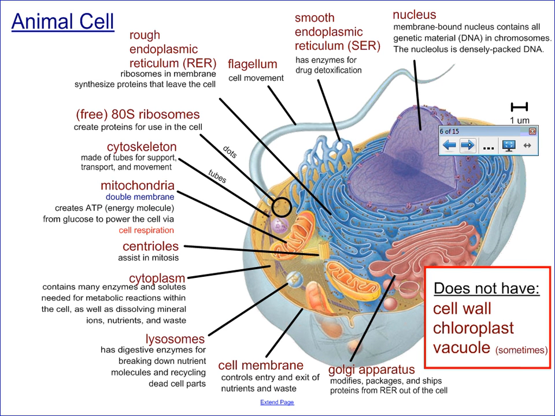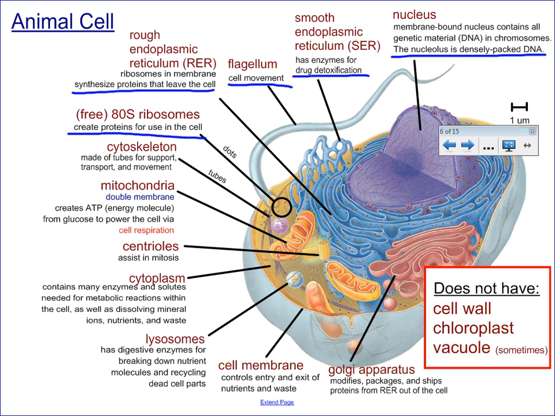The nucleus contains the genetic material of densely packed DNA. The smooth endoplasmic reticulum has enzymes for drug detoxification. The flagellum, if present, would move the cell. The rough endoplasmic reticulum contains ribosomes, which would synthesize proteins. These ribosomes can also be freely floating in the cell. They are 80S ribosomes compared to the 70S in a prokaryote.